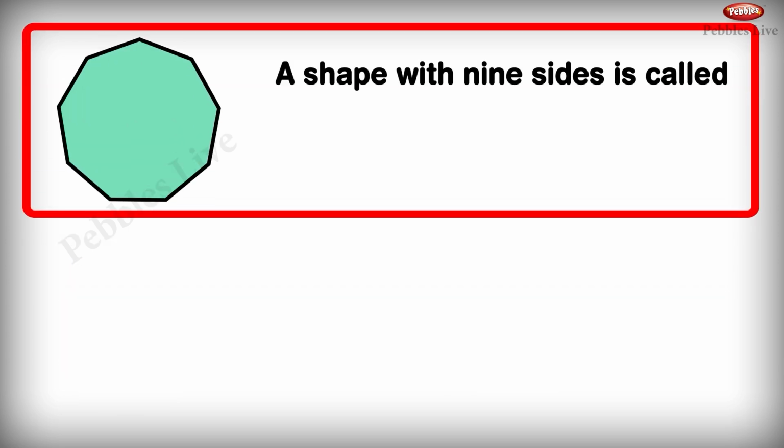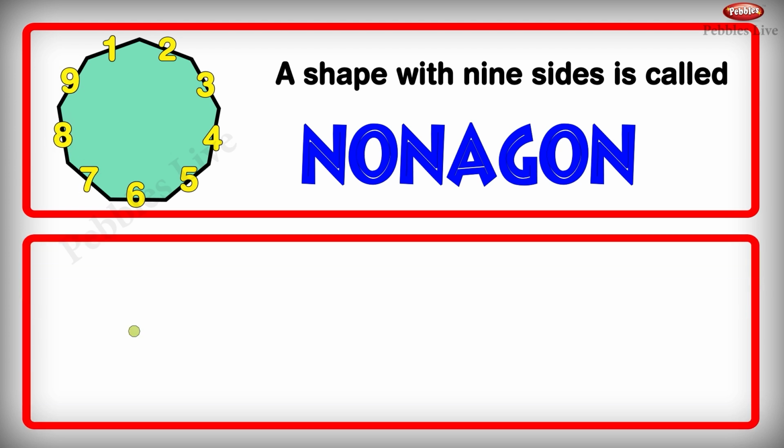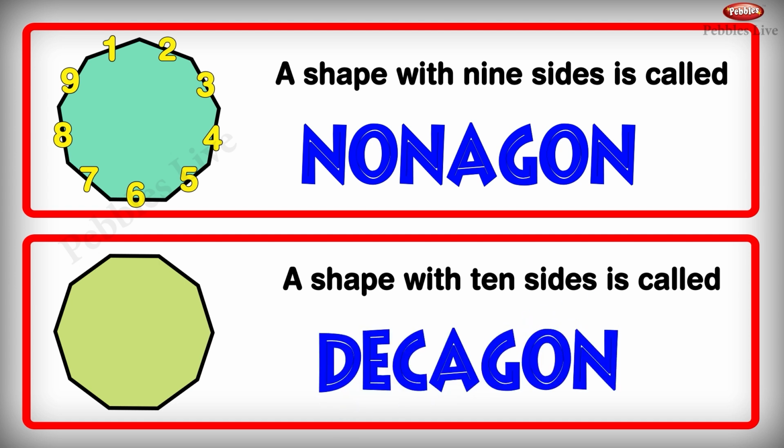A shape with 9 sides is called nonagon. 1, 2, 3, 4, 5, 6, 7, 8, 9. A shape with 10 sides is called decagon. 1, 2, 3, 4, 5, 6, 7, 8, 9, 10.